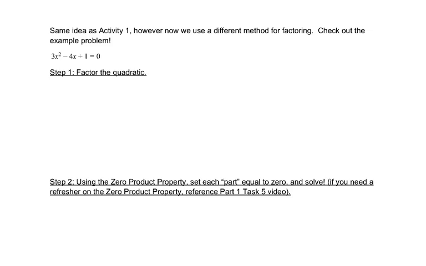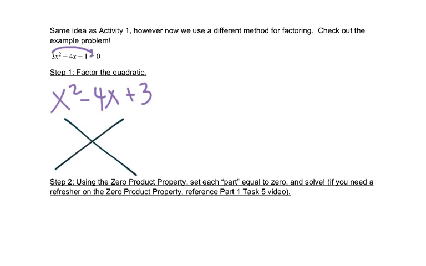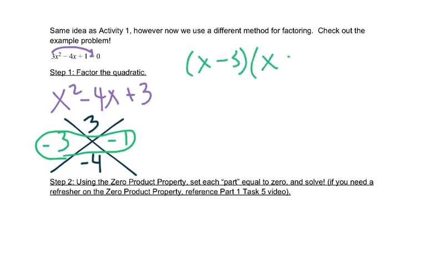Again, for slide divide, we always take the A times the C, and we get 3. Okay, from here I do my diamond. So here's my diamond, 3 goes on top, -4 goes on the bottom, and then our two puzzle pieces are going to be -3 and -1. Alrighty, we're going to take these values, put them in factored form over here, x minus 3, x minus 1.